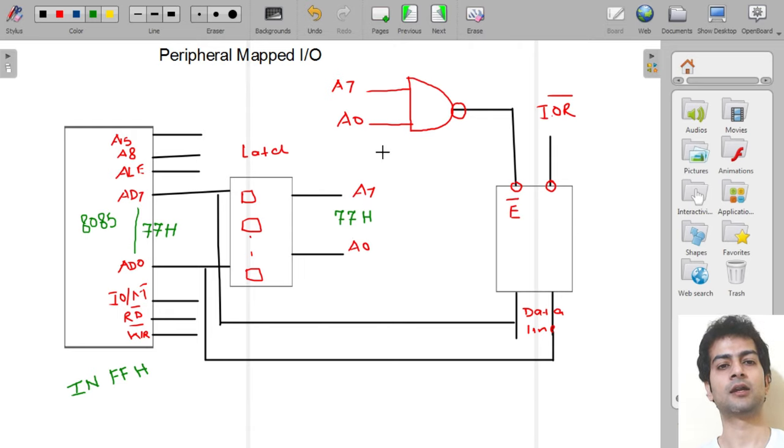Now see, this A7 to A0 is connected with this NAND gate through hard wiring. So the output of this NAND gate will be 0, and this input device will get enabled. Here ALE is 1.